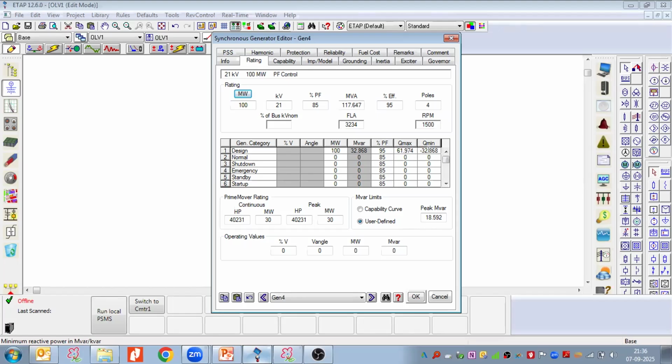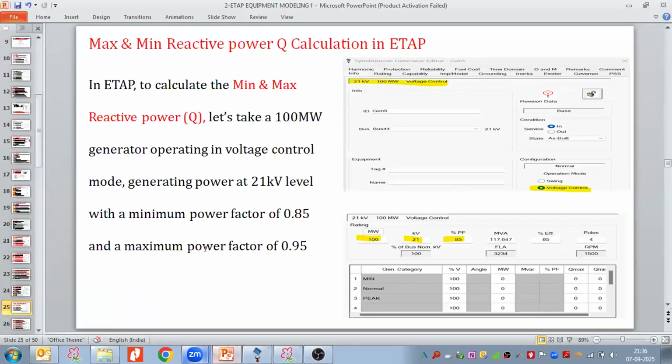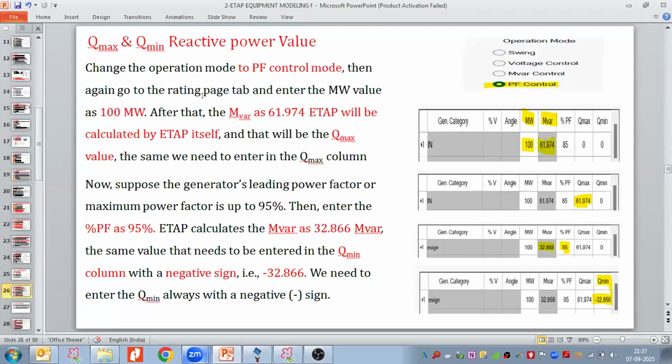Reactive power is here also, but I do not put a negative sign there; here I am putting negative due to absorption. Let us see this. So in ETAP, to calculate the minimum and maximum reactive power, let us take a 100 megawatt generator operating in voltage control mode, generating power at the 21 kilovolt level with a minimum power factor of 0.85 or 85% and a maximum power factor of 0.95 or 95%. We also get the maximum and minimum power factor from the generator manufacturer.